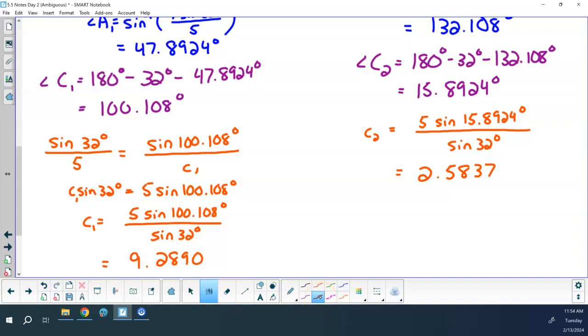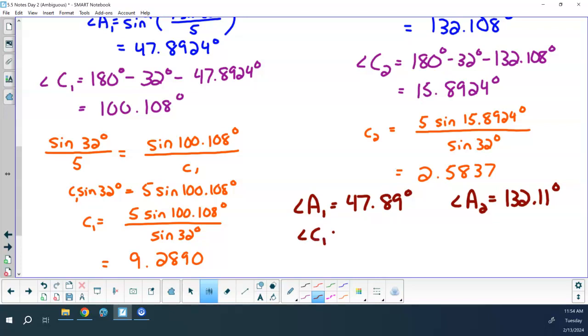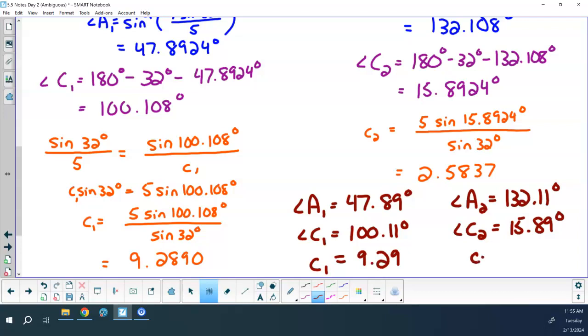So now at the end then, you've got to label them as first angles and second angles. First angles, second angles. First sides, second sides.